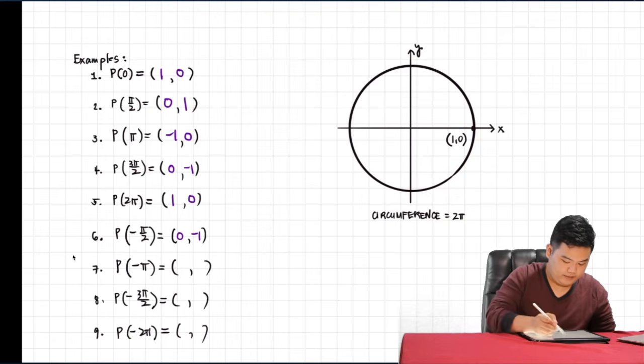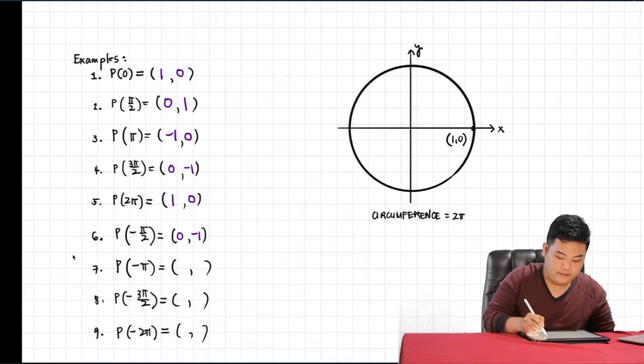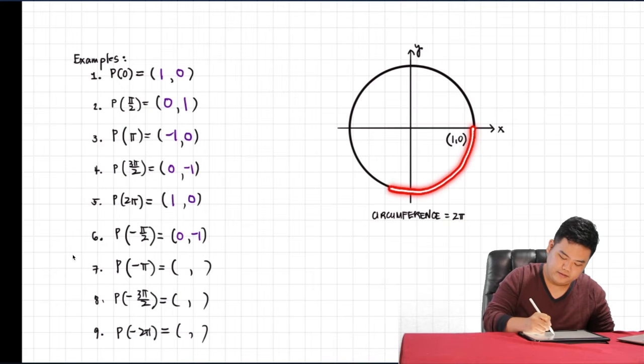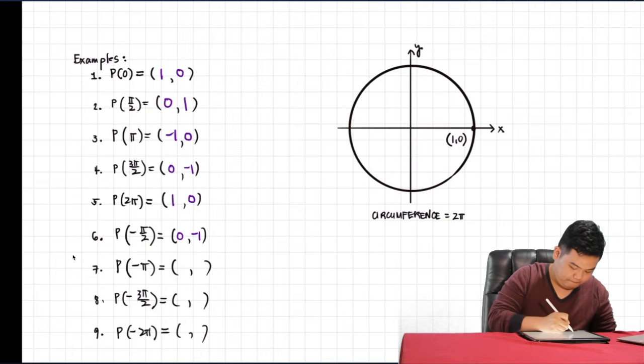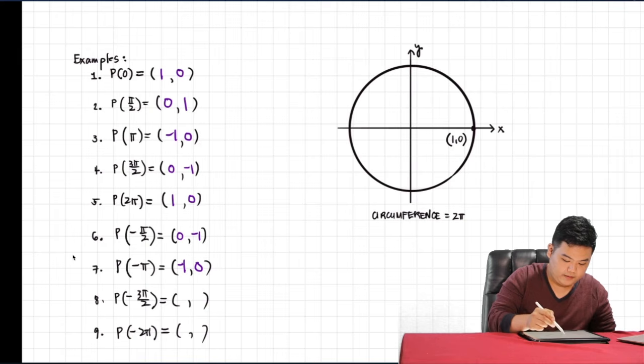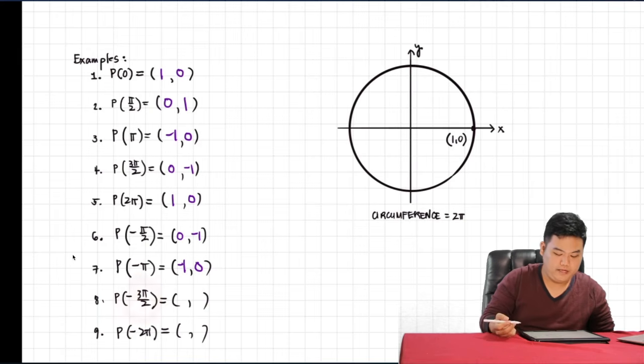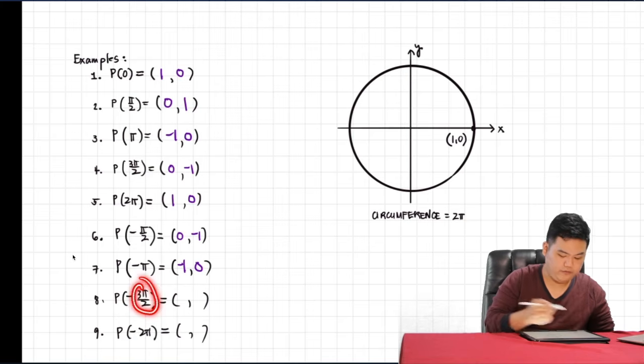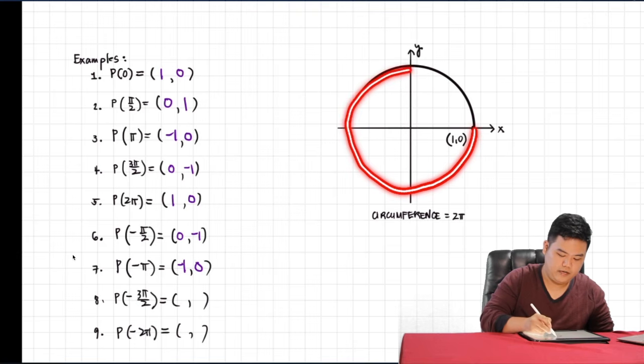Okay. So, next, P of negative pi. So, clockwise because it's negative. Pi is half of 2 pi. So, from here, ganyan. So, nasa (-1, 0) tayo. Negative 3 pi over 2. Negative, clockwise, 3 pi over 2, 3/4 of 2 pi. Okay, so nandito tayo, which is (0, 1).